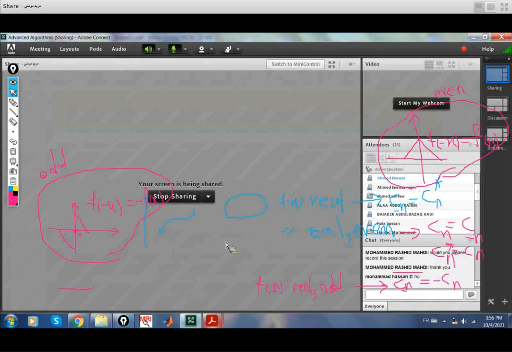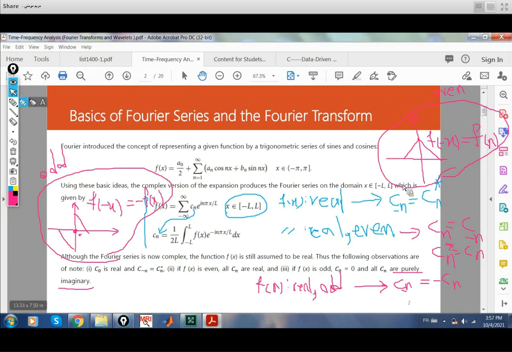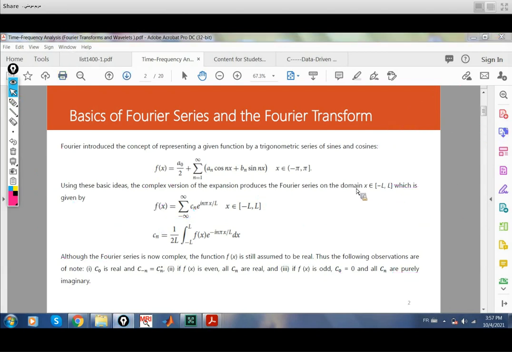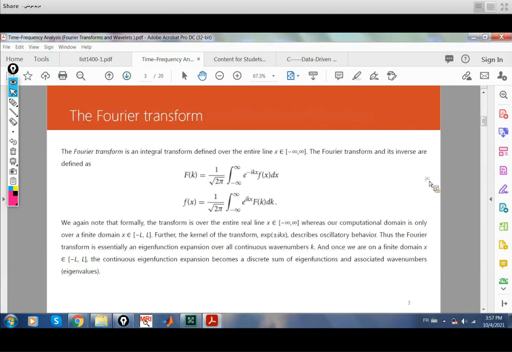After that, we said that, okay, our functions aren't always periodic. We have some functions that aren't periodic, for instance, like this. It is not periodic. And how can we analyze this type of function using Fourier analysis? For this type of function, we have the Fourier Transform.